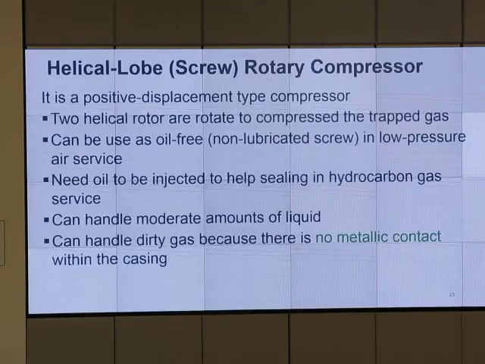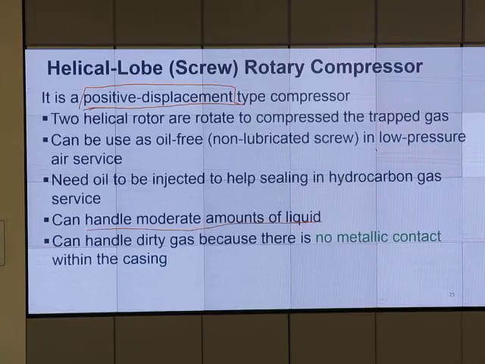Screw type compressor, or helical-lobe. Is this positive displacement or centrifugal type? That would be positive displacement. So we directly push that volume forward. We don't use centrifugal energy to increase the pressure. It has 2 helical rotors rotating. It can be used oil-free, but normally we need oil to do the seal. In some cases, in low pressure air service, it doesn't have any oil.